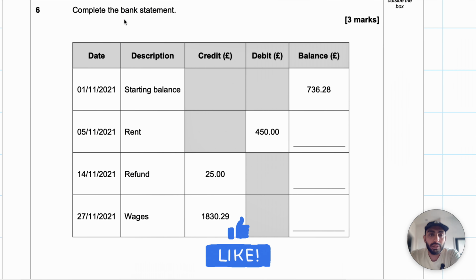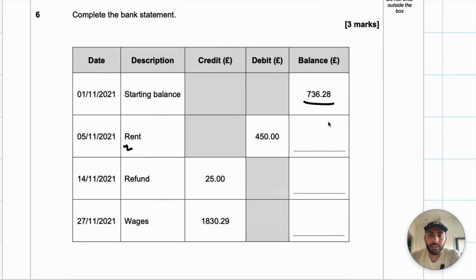Question 6, complete the bank statement. We've got some dates, we've got some descriptions of what's being paid in and out. We've got credit, and we've got debit and balance. So balance is just the final amount. The debit is the amount that's going out. So you can see it's rent, so that would be the amount that's going out. A refund would be the amount that's coming in, and wages is the amount that's coming in. We just need to complete this statement.